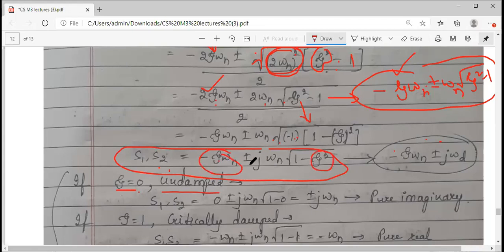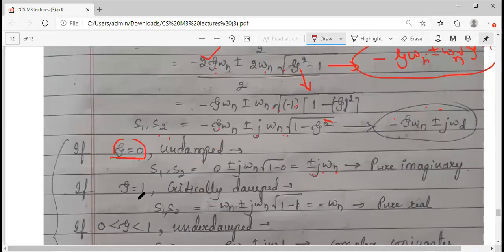Even this term will become 0. So you will be left with only plus or minus jwn, and the root of 1 is nothing but 1. So your roots will be plus or minus jwn. Means the roots S1 and S2 are purely imaginary, right? It is a j term; there is no real term, it became 0. Coming to the second condition, this is the condition for undamped, zeta is equal to 0.